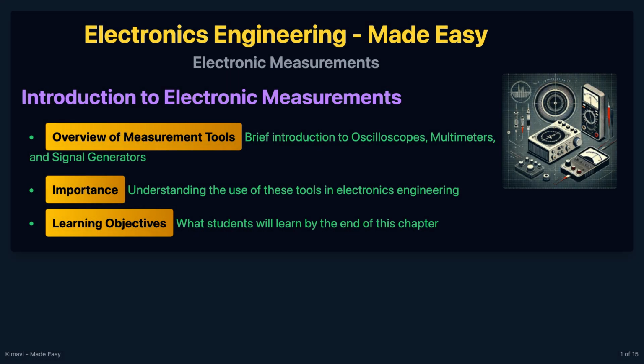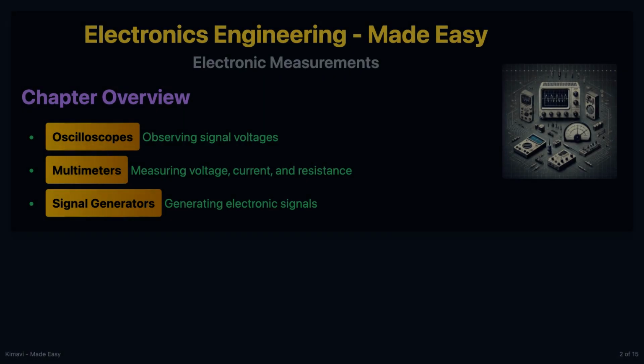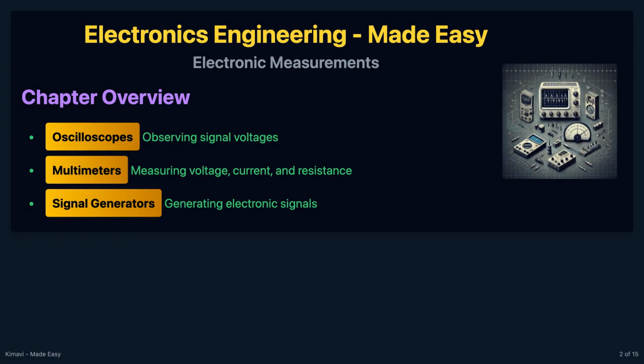Welcome to the chapter on electronic measurements. Understanding how to use measurement tools is crucial for electronics engineering. In this chapter, we will cover oscilloscopes, multimeters, and signal generators, which are essential tools for electronic measurements.